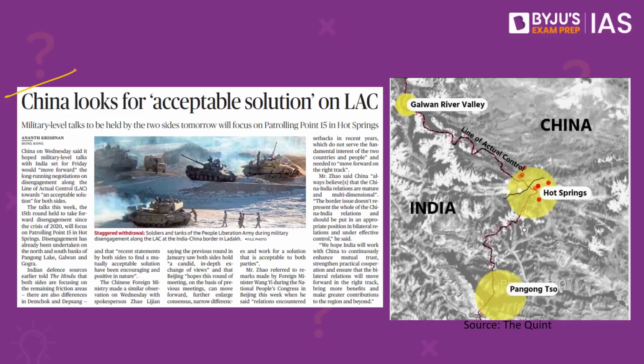See, following various military level talks between the two countries, disengagement has already begun at 3 points. That is the Pangong So, the Galwan Valley and the Gogra Post. Now let us take a look at this map here which has all these 3 points marked. See, the Galwan Valley is the narrow valley of the Galwan River and this valley is strategically located between Ladakh in the west and Aksai Chin to its east.